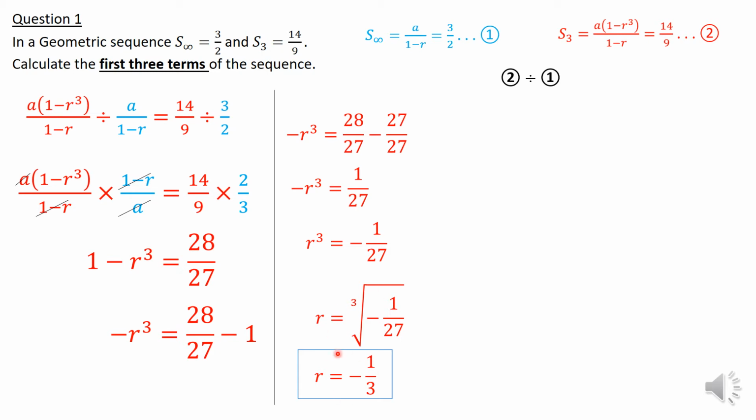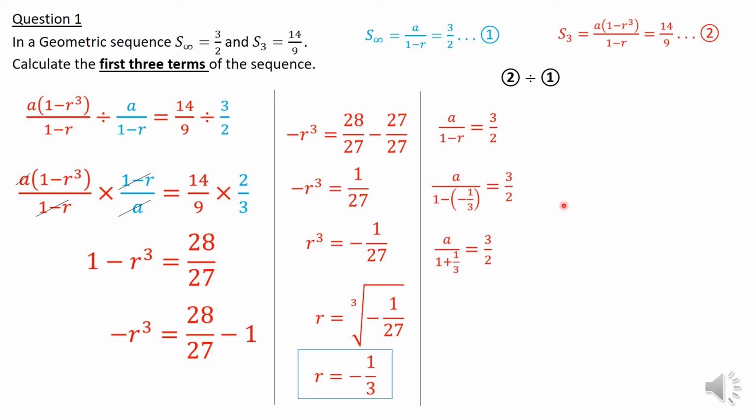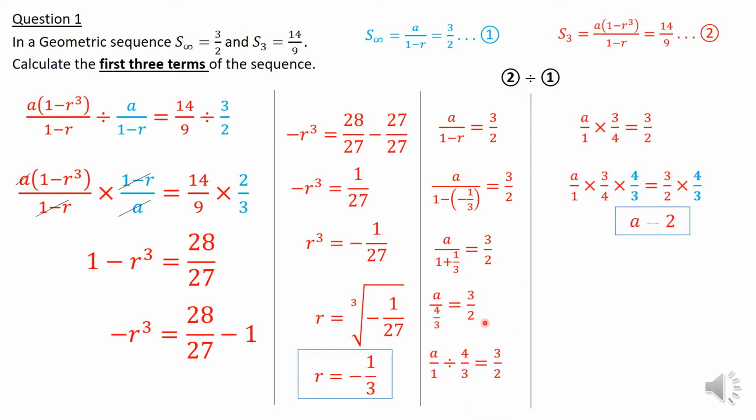Now that I have the value of r, I can find the value of a by substituting the r value into either the first equation or the second equation. And you agree with me that it's better to substitute it in the first equation. Once I do that, it just involves some basic arithmetic until you arrive at the value of a being equal to 2. I try to show you step by step that dividing by a fraction is the same as multiplying by its inverse, and then getting rid of that by multiplying again by its inverse. Whatever you do, you should arrive at a equals 2.